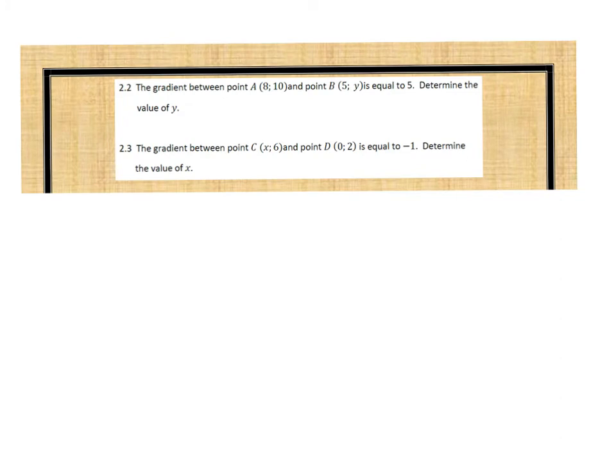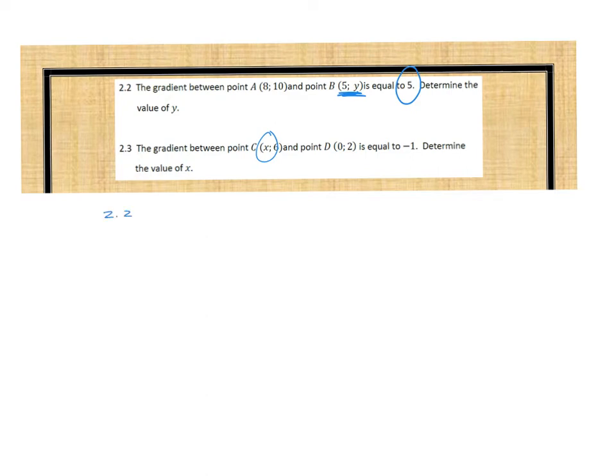Then for question 2.2, it is a gradient between point A and point B, but you notice that point B has something missing from it, but they tell you that the gradient is equal to 5. Determine that Y value. All right, and then for 2.3, it's the same thing, but you're determining an X value. So I'm going to do 2.2 with you. You can do 2.3 by yourself.